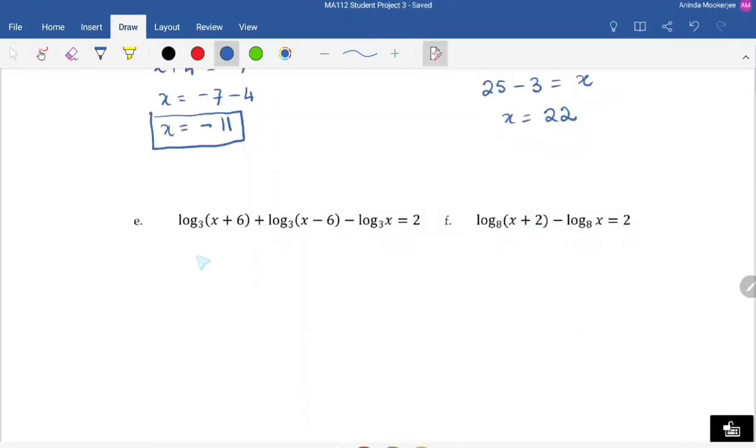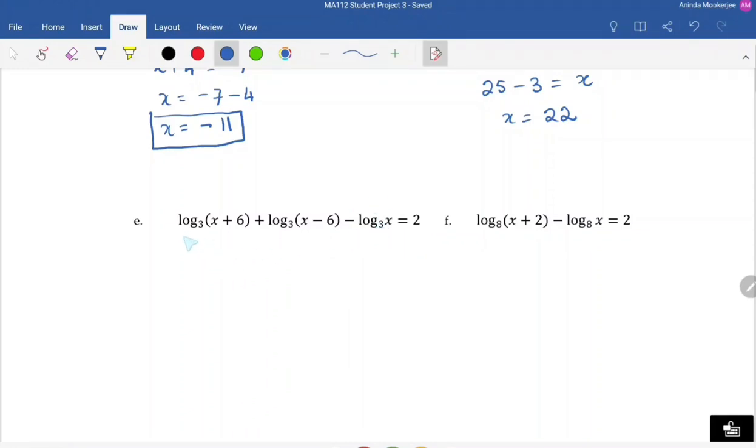Now to solve question number E, we see that this is a logarithmic equation, and on the left hand side we have 3 terms. All of them are logarithmic terms and they all have the same base. So log base 3, and then the second term also has a log base 3, and then the third term also has a log base 3. So we have log base 3 of x plus 6 plus log base 3 of x minus 6 minus log base 3 of x equals 2.